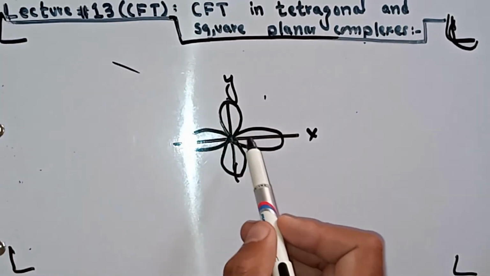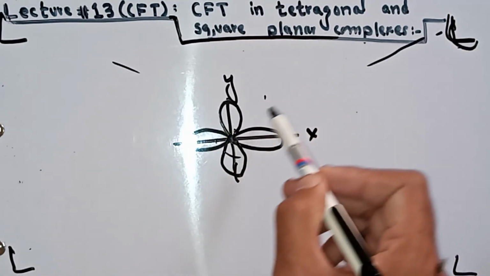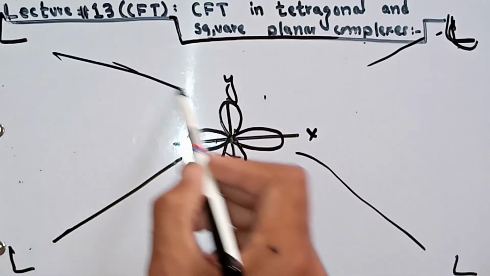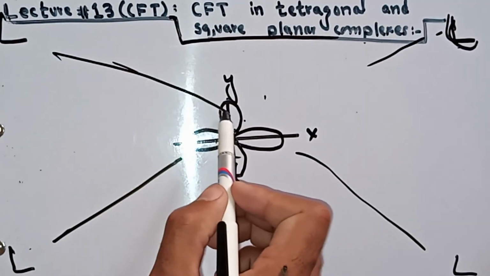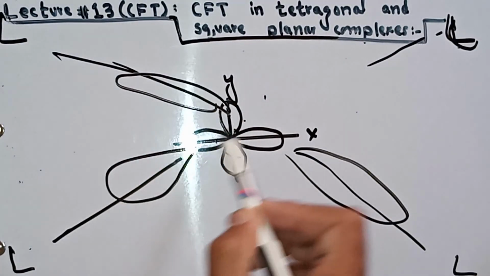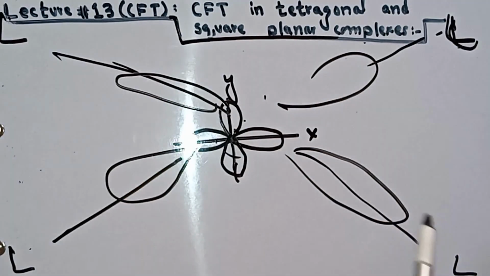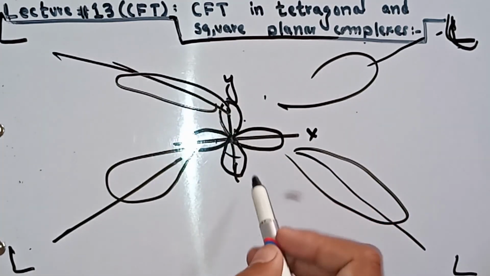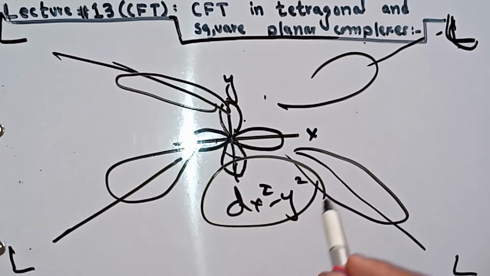Let's suppose this is the central metal atom, and the ligands are approaching in this direction, this direction, this direction, and this direction. Let's suppose that is the x-axis and that is the y-axis. The central metal atom has one lobe like this, and another lobe like this, one dumbbell and another dumbbell. So if ligands interact in this direction, the energy of dx square minus y square will be increased.